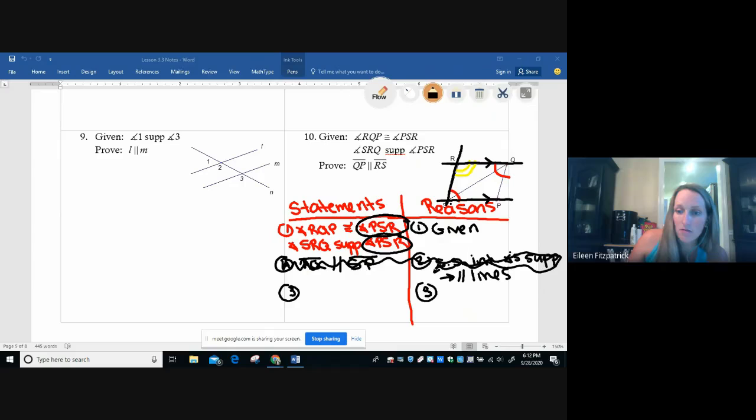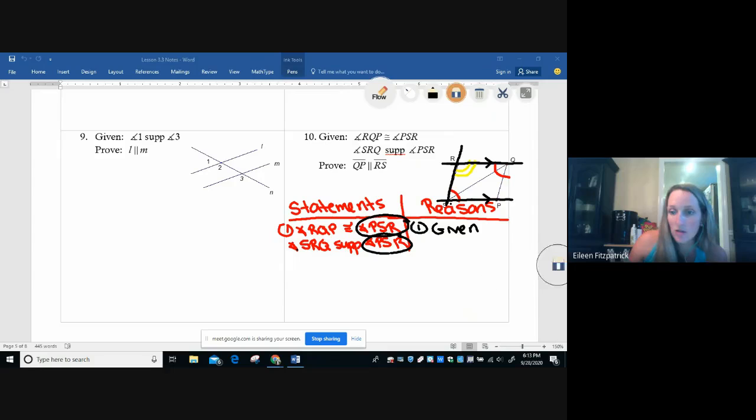Let's cross this out. And this happens sometimes. You might find a faster way to do the proof as you're looking at the statements and the diagram. So let's just do a substitution step instead. So I'm going to say that SRQ is supplementary to angle, instead of PSR, I'm going to replace it with what it's equal to, RQP. And that was simply substitution.